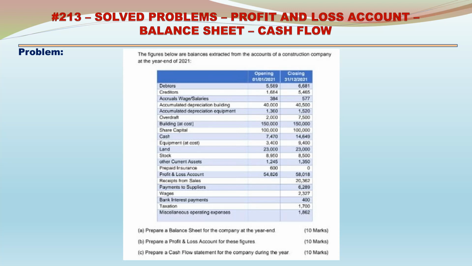Receipts from sales 20,362. Payment to suppliers 6,289. Wages 2,327. Bank interest payments 400. Taxation 1,700. Miscellaneous operating expenses 1,862.